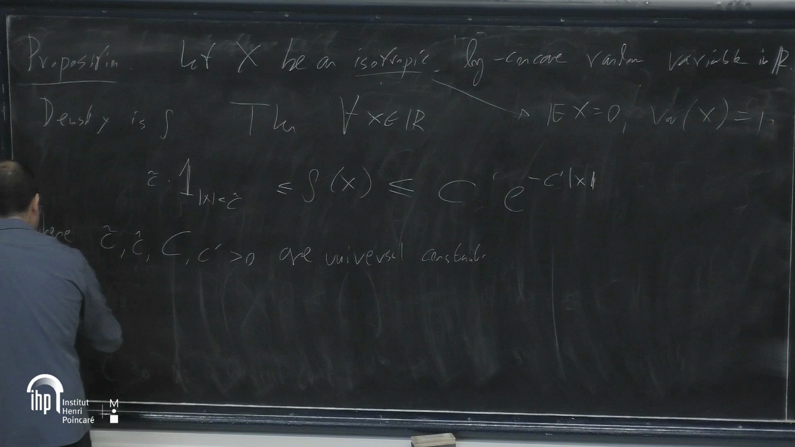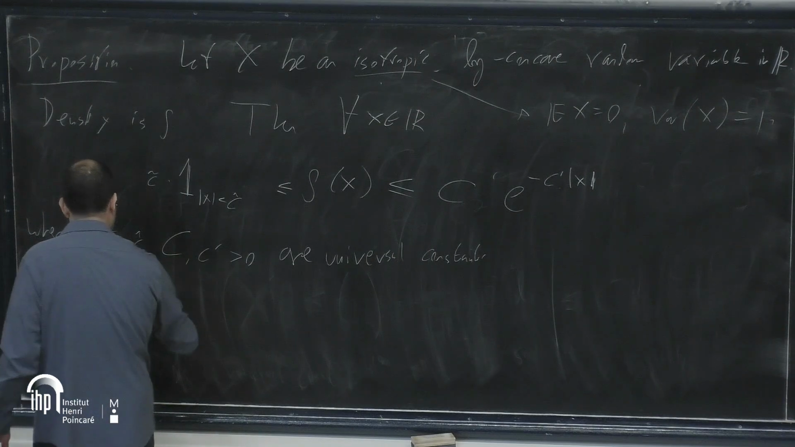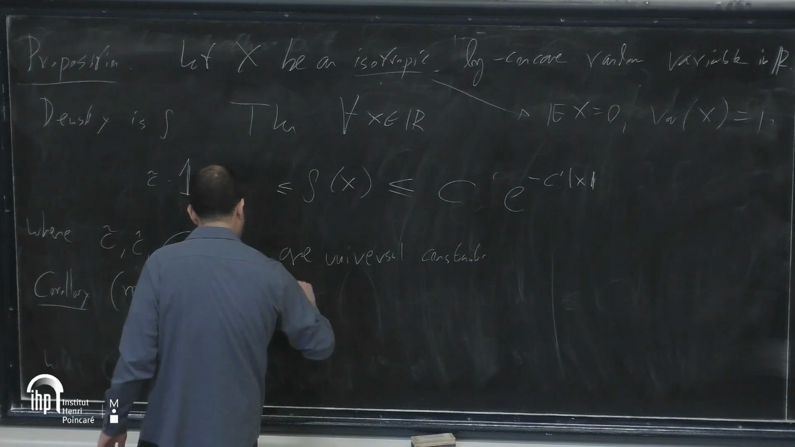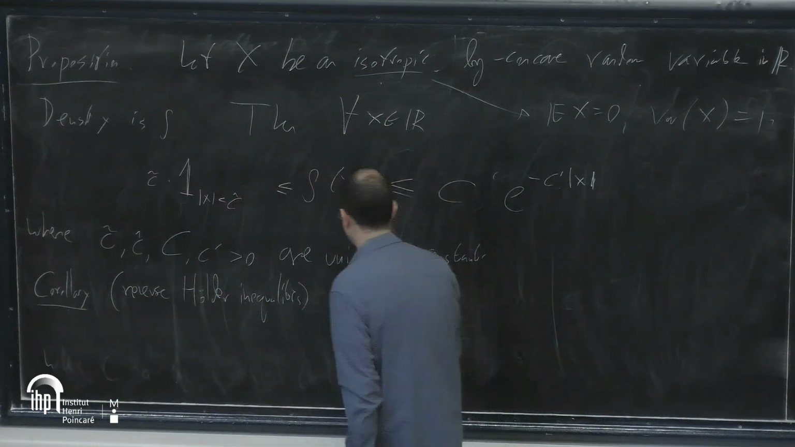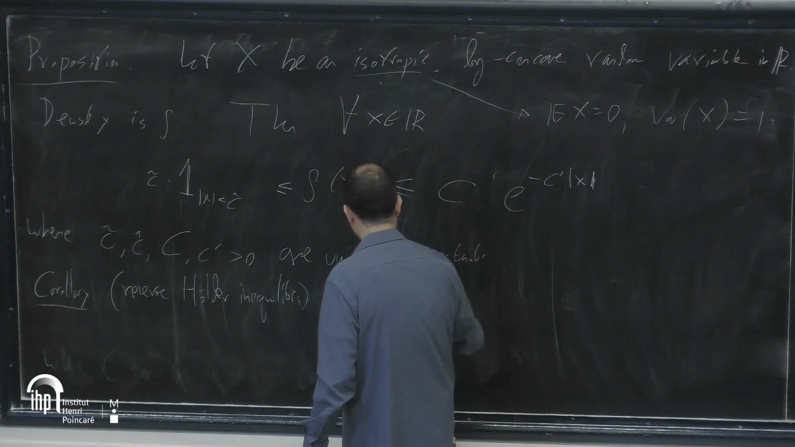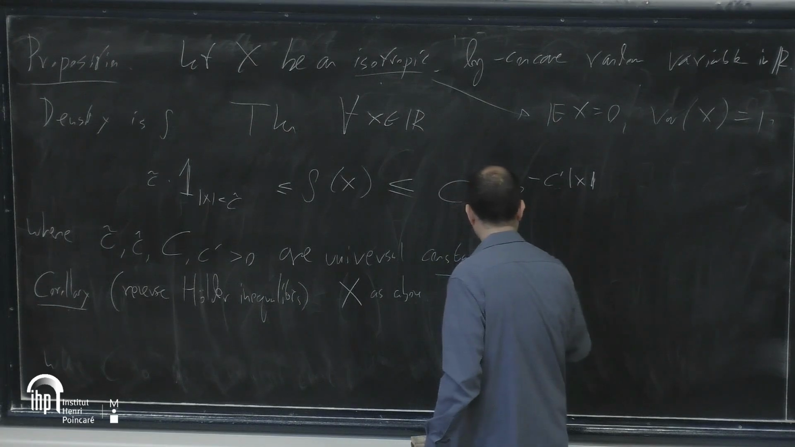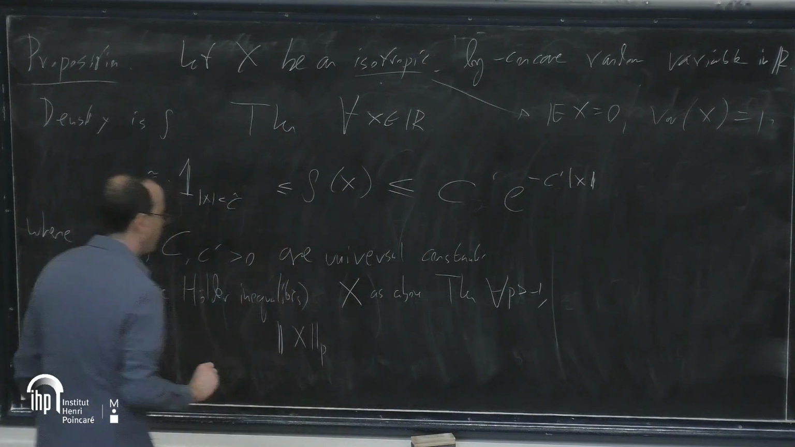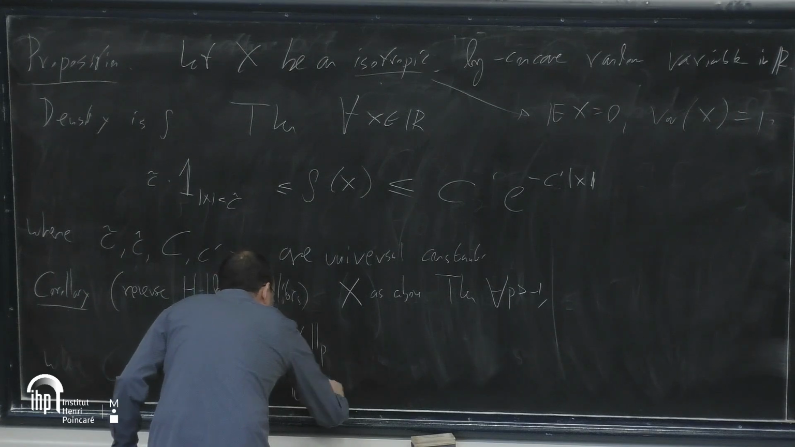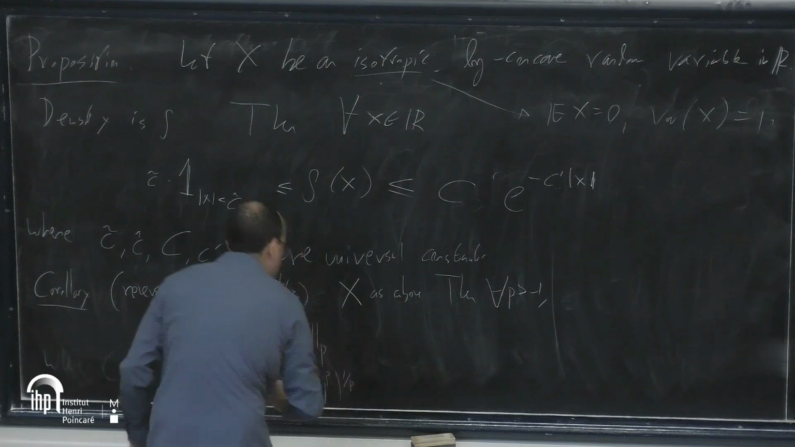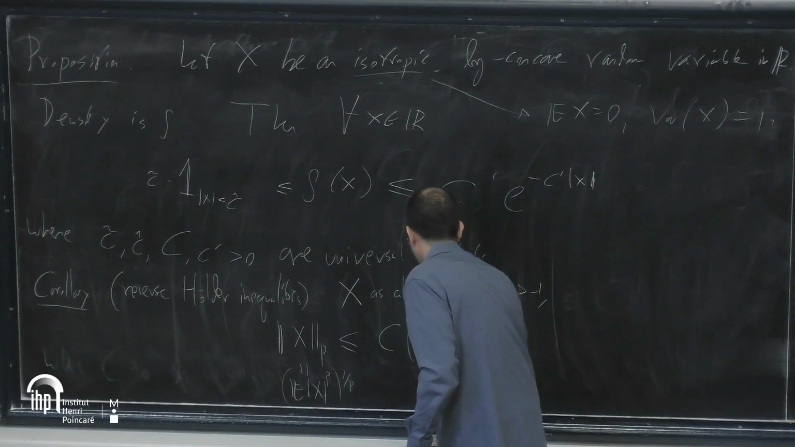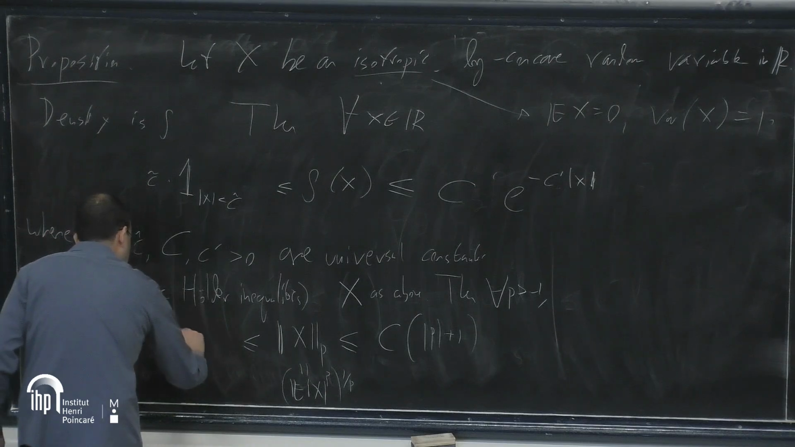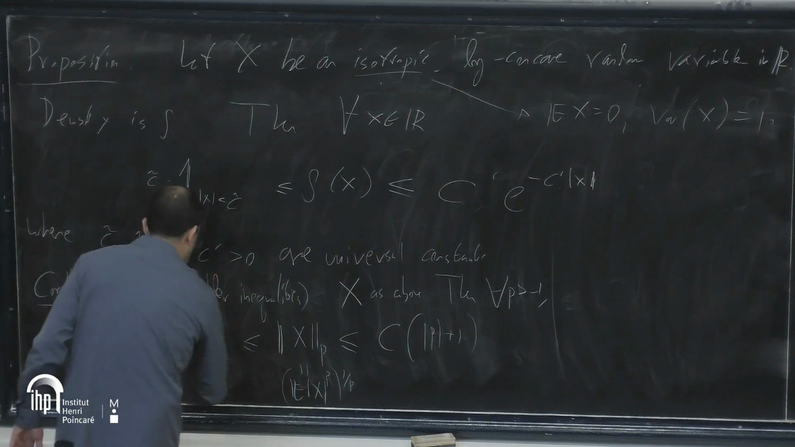Let me just formulate a corollary, which is reverse Hölder inequalities. X is as above. Then for any p which is at least minus 1, the L^p norm of X, which means expectation of |X|^p to the 1 over p, is at most c times p, so it goes at most linearly. And from below, it is at least c times p plus 1 and let's say 1. These are universal constants.